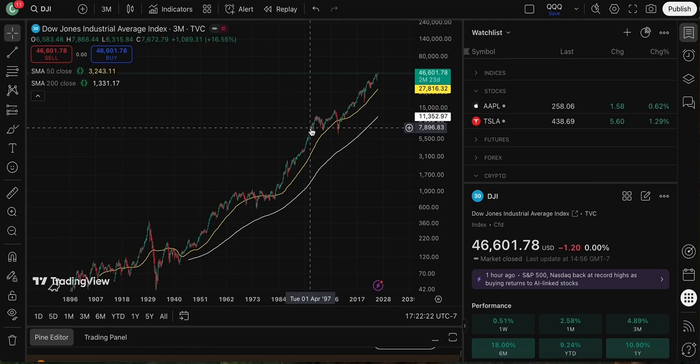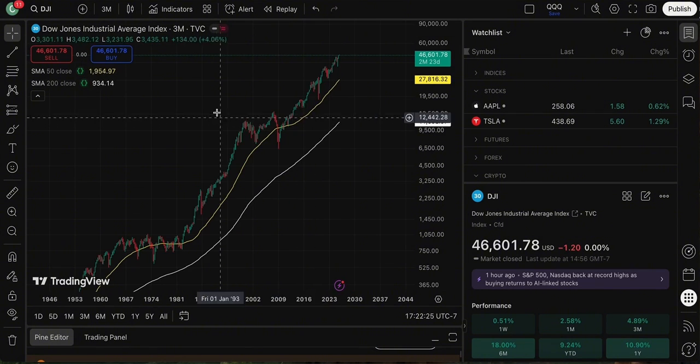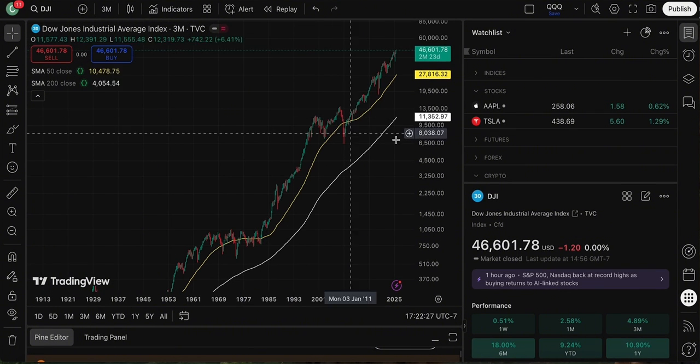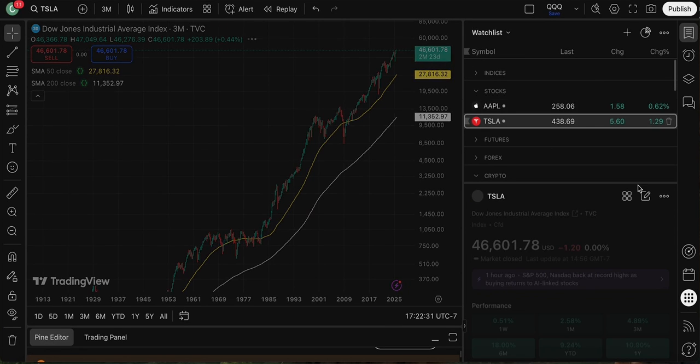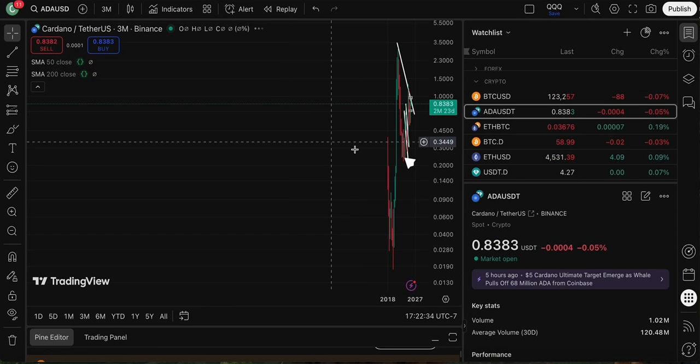And I want to explain this to you guys because a lot of times people don't understand why exactly people trade and they invest and they buy Apple stock and they buy Tesla and they buy Bitcoin.